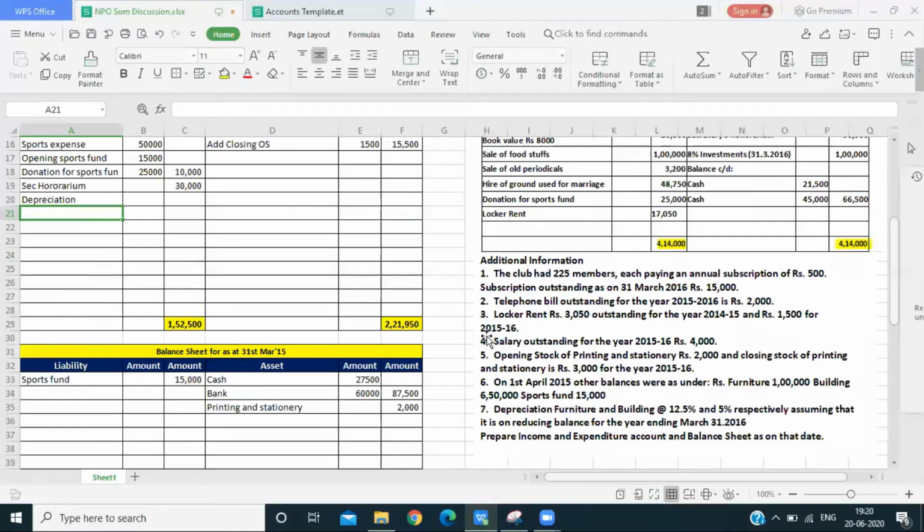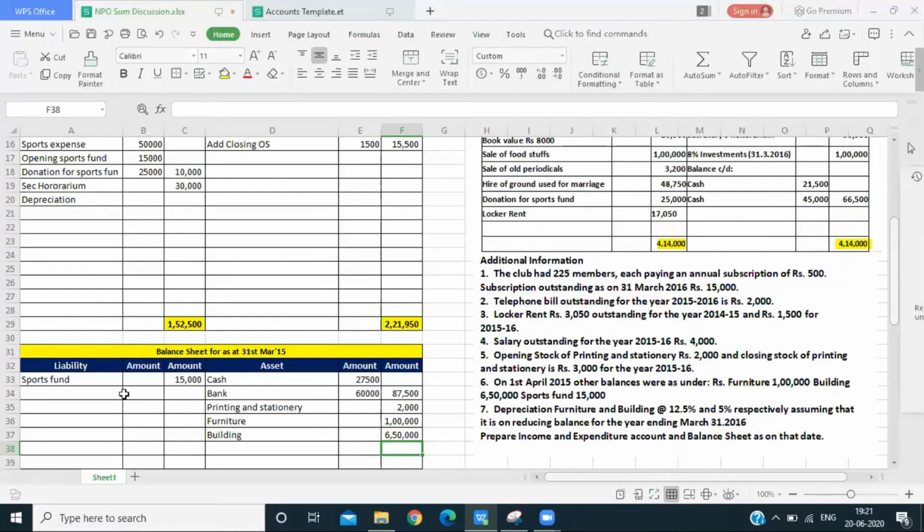Before going to depreciation, we will record the values of the assets which are as on 1st April 2015. This value will be shown in the opening balance sheet. Furniture we have for rupees 1 lakh, and building we have for 6,50,000. And we have a sports fund of 15,000, which we have already shown in the liability side of the opening balance sheet.